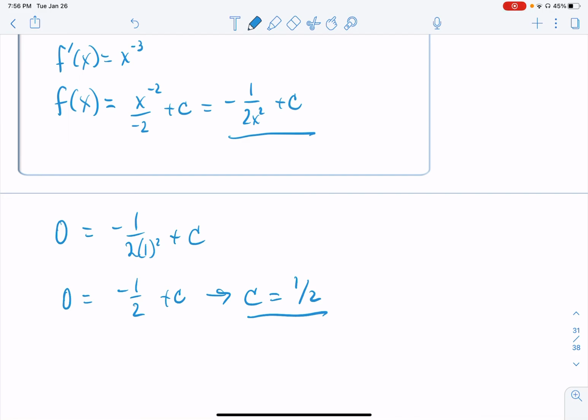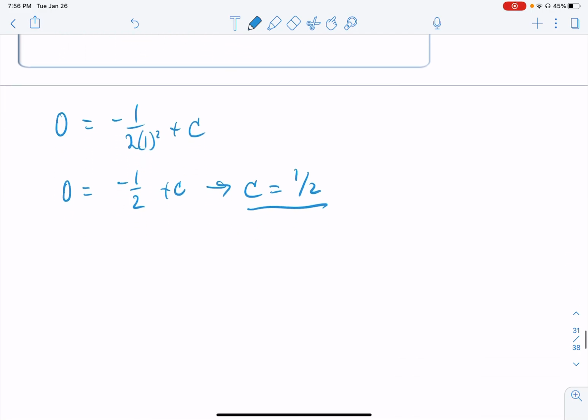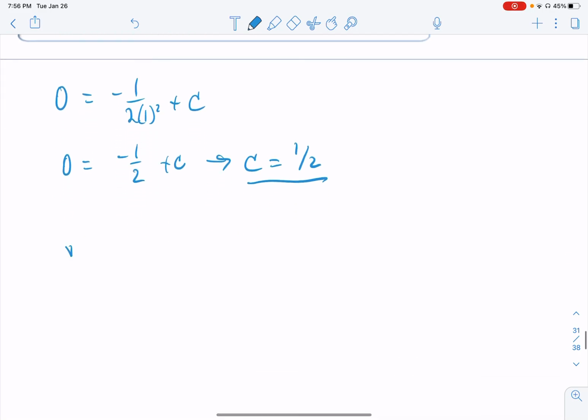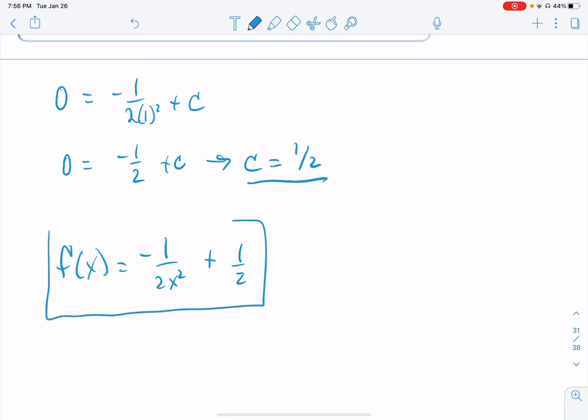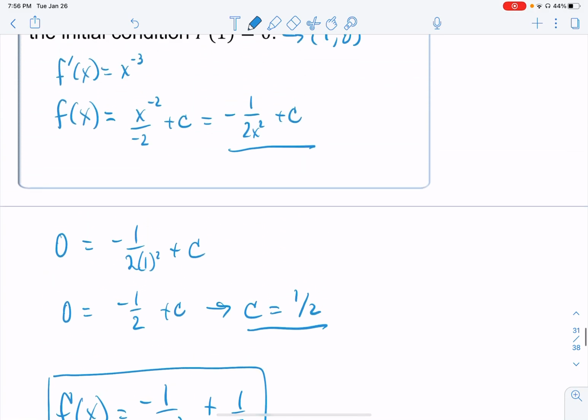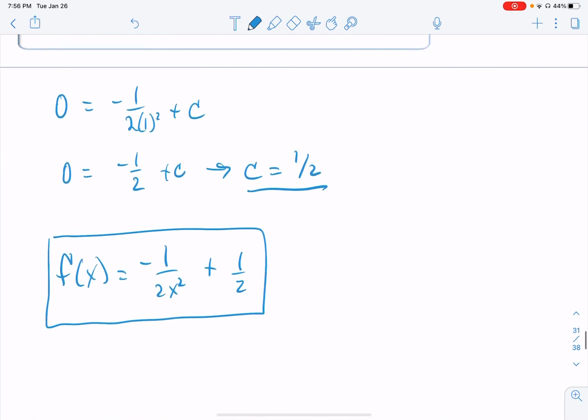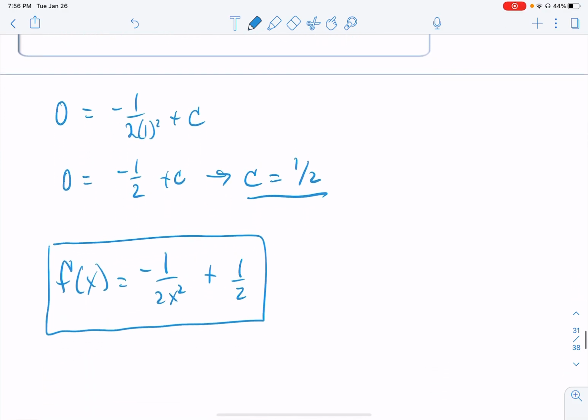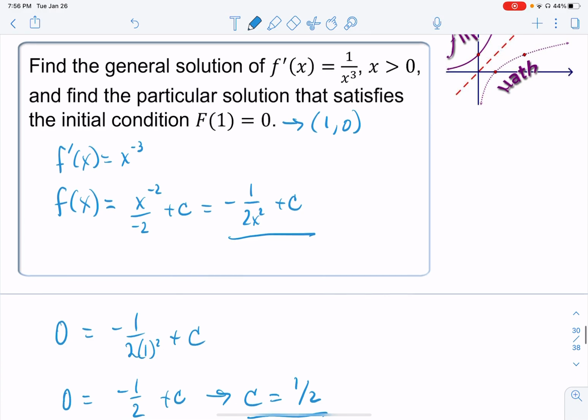Okay, you're not quite finished. You're almost finished. The last thing to do is just rewrite your equation. So f of x is equal to -1 over 2x squared plus 1/2. There we go. We found both the general antiderivative and the particular solution that went through the point (1, 0).